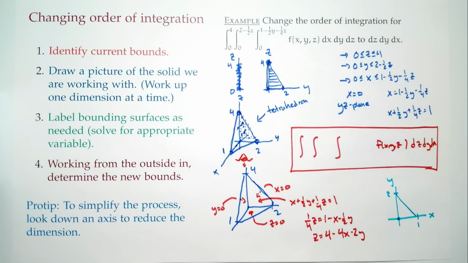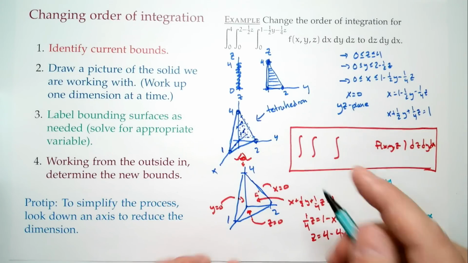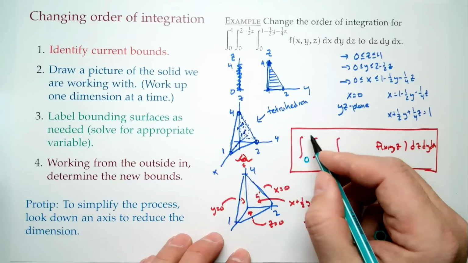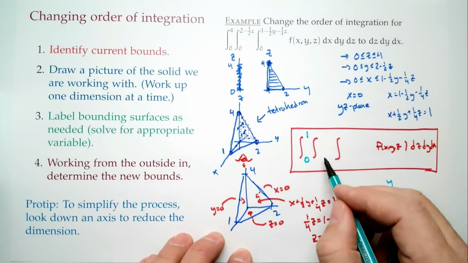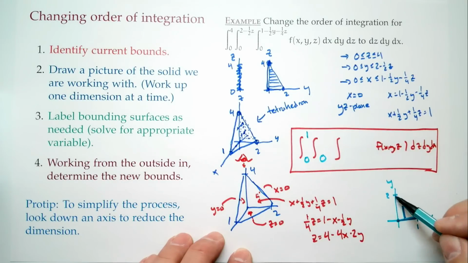So now we're ready to start talking about the x. Start with our triangle. Where does x go from? 0 to 1. We've already mentioned that. Okay. Now, I'm holding x fixed, and I ask the question, what happens to y? Where does y go from? I start here. What's this curve? y equals 0. And I go up to this curve. Now, we need to figure out what this curve is.